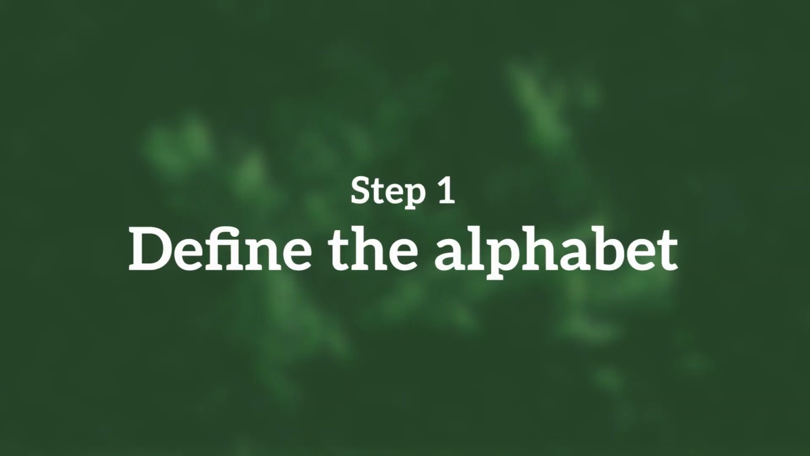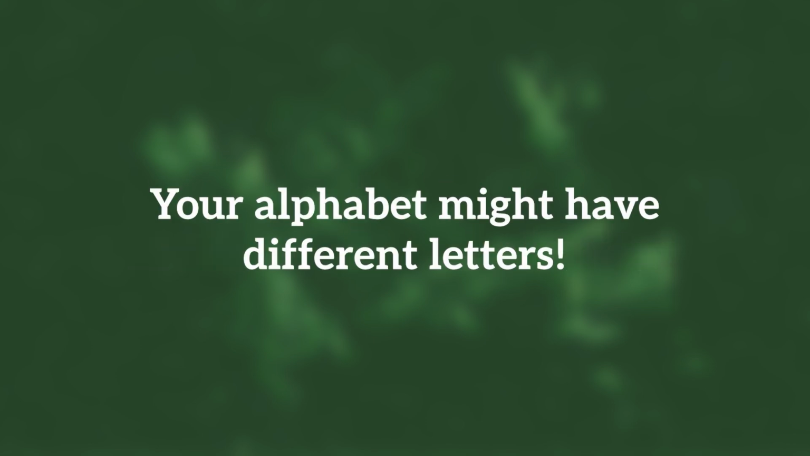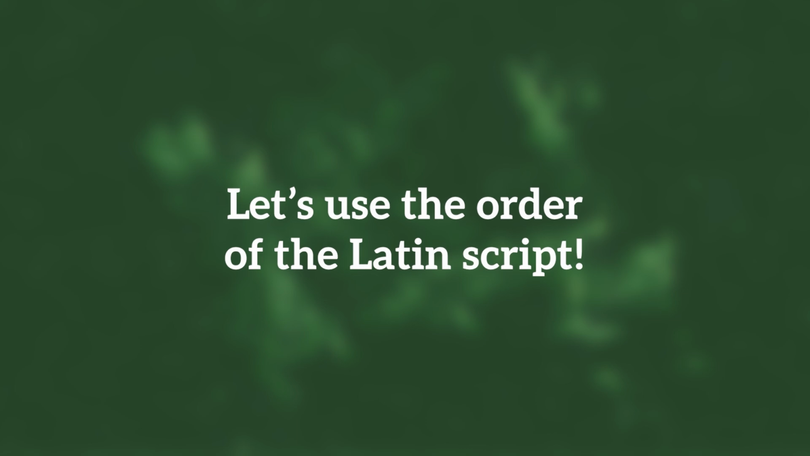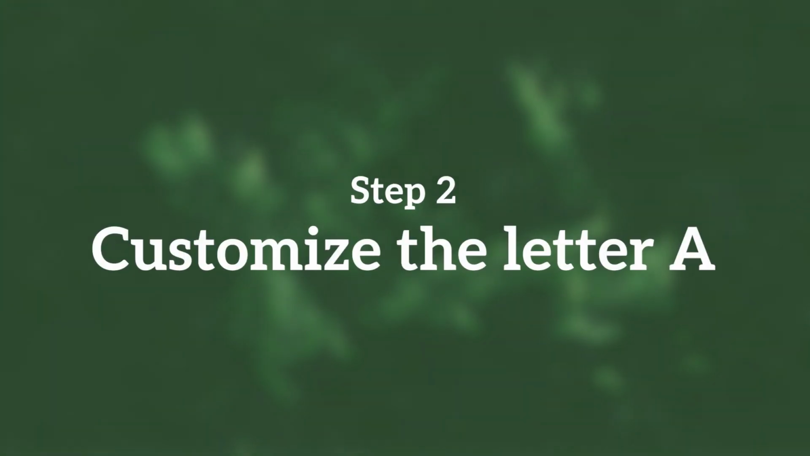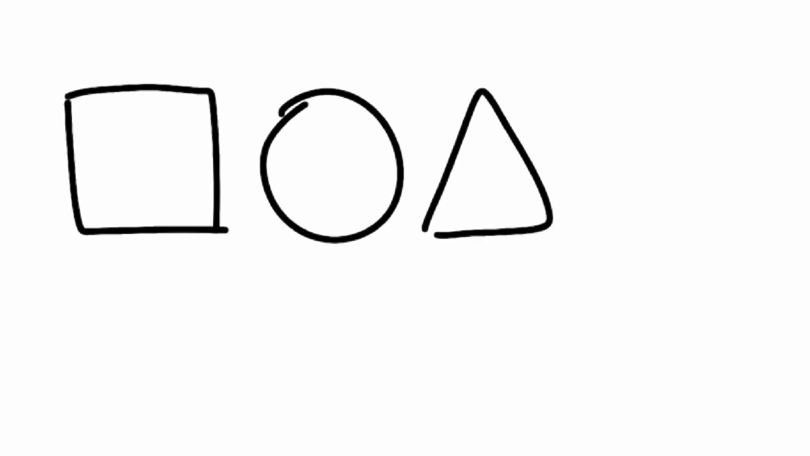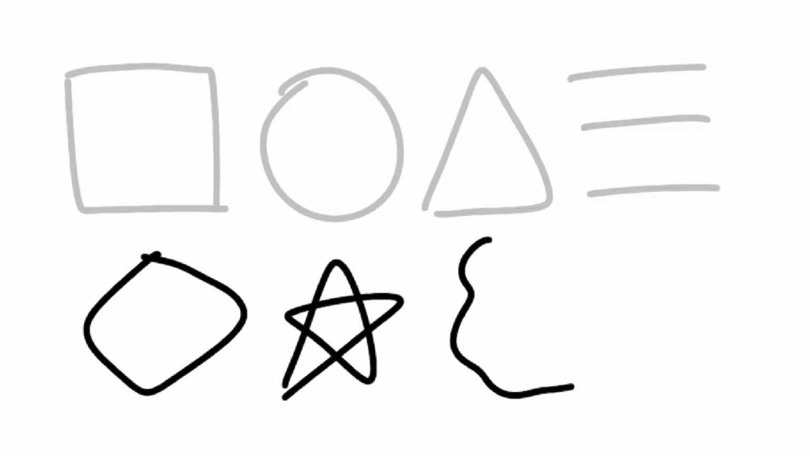First of all, you should define what letters will be used. Your alphabet might be different, so let's use the order of the Latin script. To make custom variations of the first letter, try to use this template. You can use one of these 4 shapes, but you can also draw your own shapes of the letters. You can order the alphabet letters like this or choose a different order.